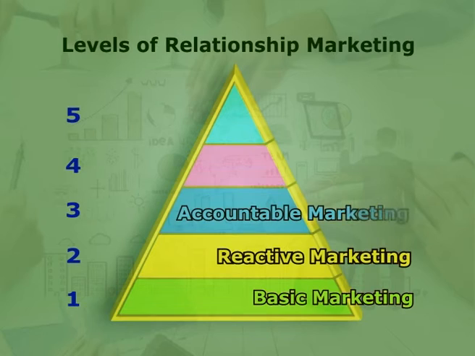The third level is accountable marketing. The salesperson calls the customers to ensure whether the product is working as per satisfaction and if there is any problem in the product. Furthermore, he also asks the customer for any suggestions, feedback to improve the service or the product. Thus, he is taking responsibility for the sale.